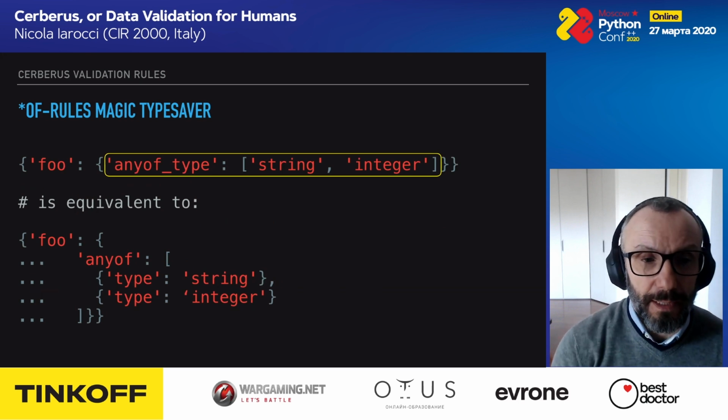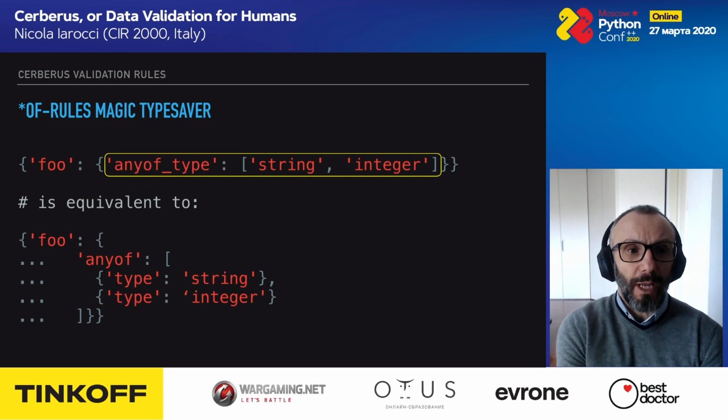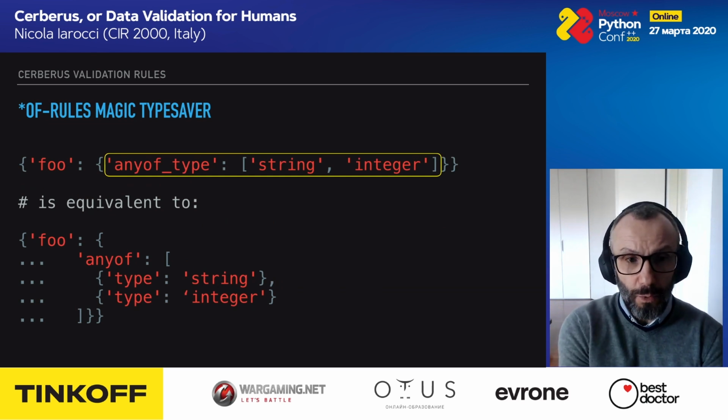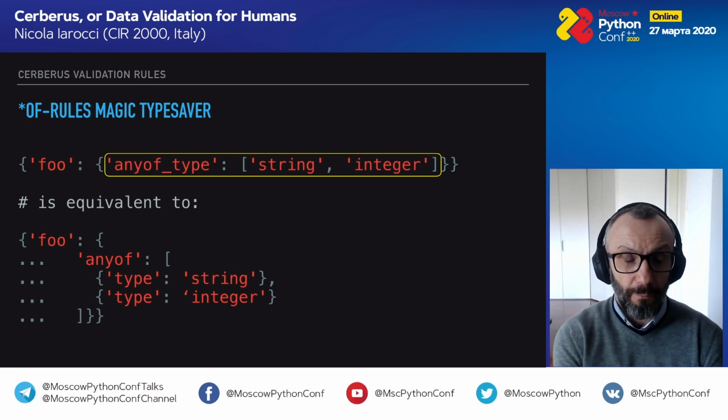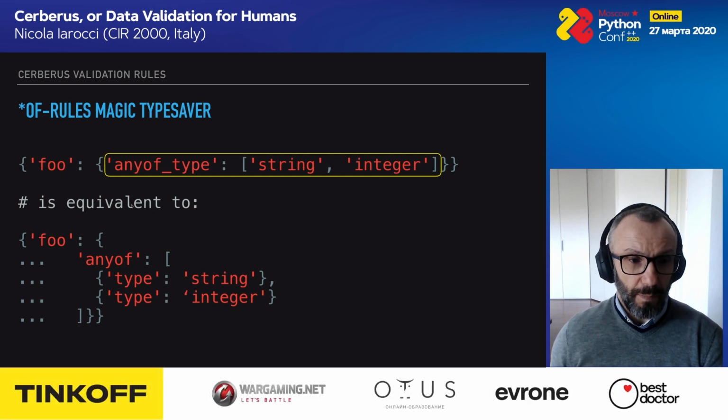Now, why call this magic method? Because actually you can shortcut most rules and apply this magic method to, for example, a type rule. So here we are saying that the foo field can be anyof these types, string or integer, which is roughly equivalent to the stuff you see here, which is way more verbose. I guess you will agree with me.